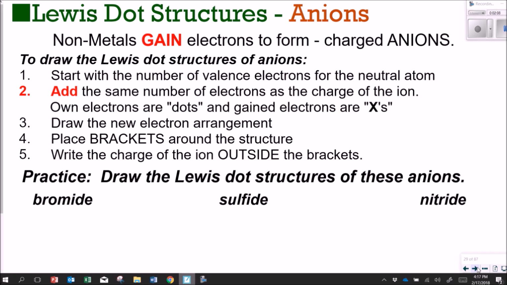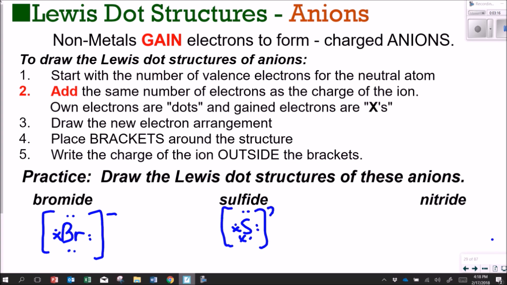To draw Lewis dot structures for anions, anions have gained electrons, so we have to add some extra electrons. The bromine neutral atom has 1, 2, 3, 4, 5, 6, 7 valence electrons. It gains 1, so I add a cross to show the gained electron, and then a square bracket and a charge of -1. For the sulfide ion, sulfur has 1, 2, 3, 4, 5, 6 valence electrons. It gains 2 electrons, so 2 crosses, square bracket, and a charge of -2.